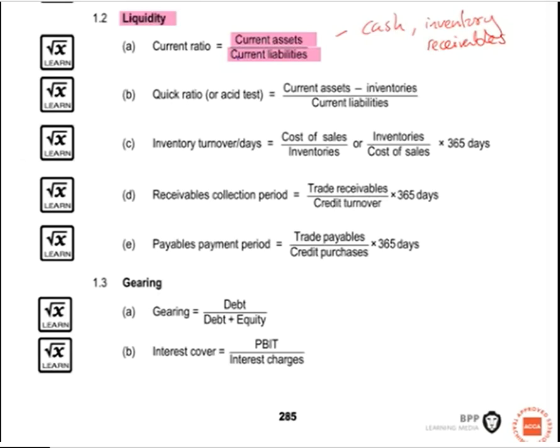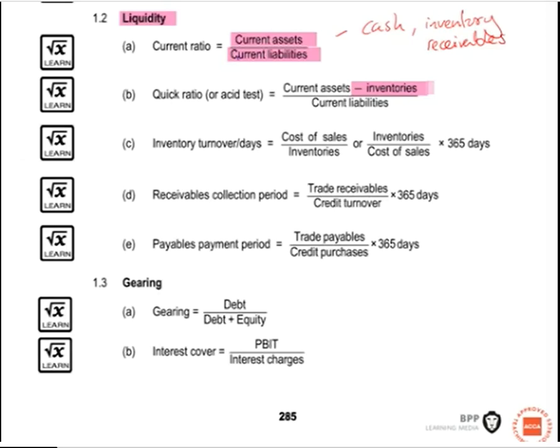So in the quick ratio or acid test, we take out inventory from the top half of our calculation. Otherwise, it's exactly the same as the current ratio. But we remove inventory to be a little prudent and say, well, I can't realistically meet my current liabilities using that asset because it's going to take too long to turn it into cash.